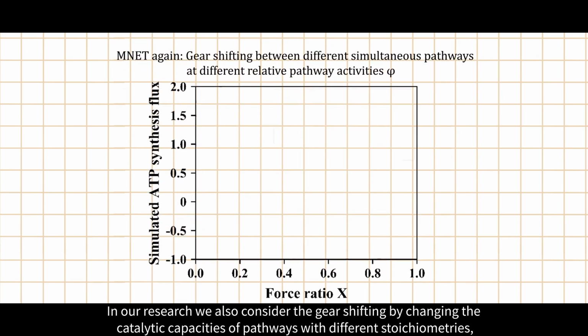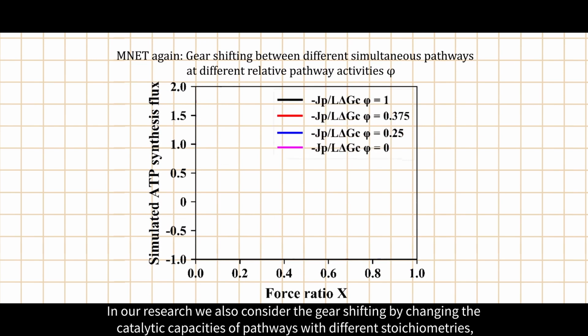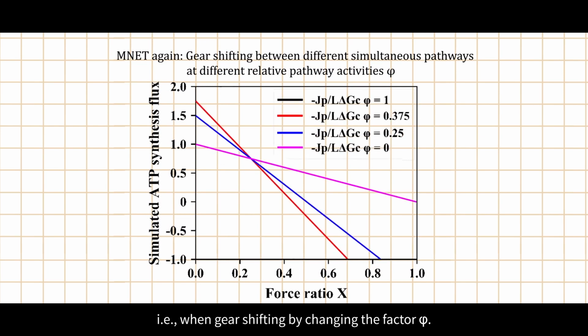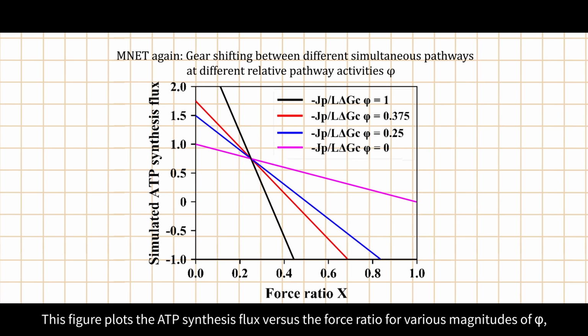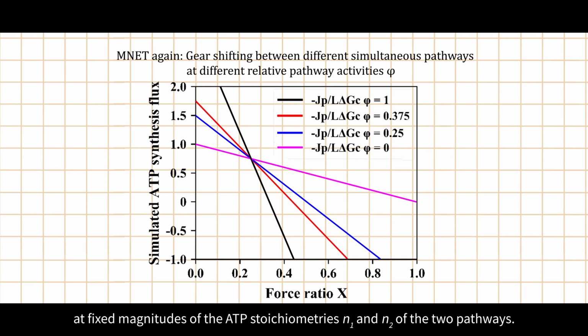In our research, we also consider the gear shifting by changing the catalytic capacities of pathways with different stoichiometries, that is, when gear shifting by changing the factor phi. This figure plots the ADP synthesis flux versus the force ratio for various magnitudes of phi, at fixed magnitudes of the ADP stoichiometries N1 and N2 of the two pathways.